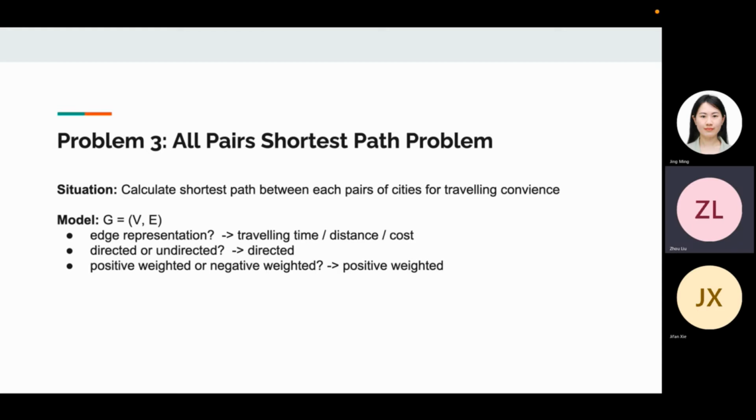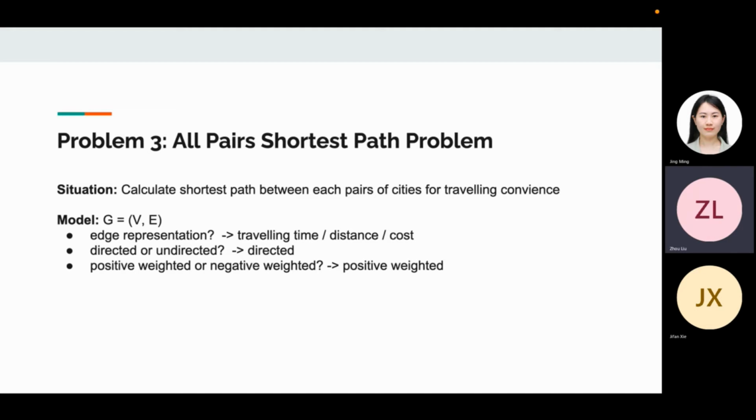Hi, I'm Zhou, and I'll introduce problem 3. Suppose such a situation during traveling. Before traveling, we want a map recording the shortest path between each pair of spots. With such a map, after I visit spot X and I plan to visit spot Y, I can easily get the shortest path from X to Y without recalculation.